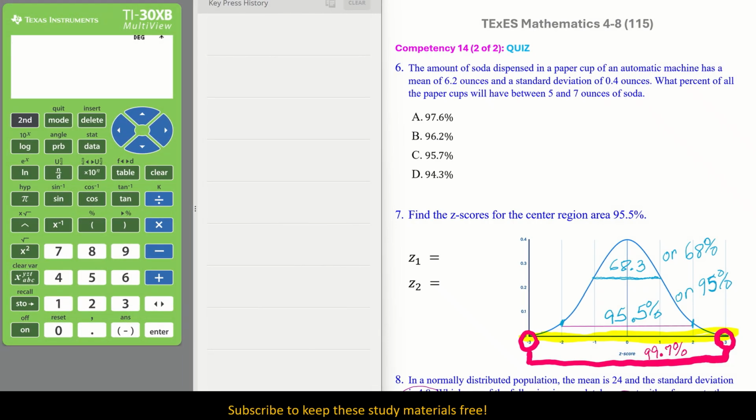Number 6, the amount of soda dispensed in a paper cup of an automatic machine has a mean of 6.2 ounces and a standard deviation of 0.4 ounces. What percent of all paper cups will have between 5 and 7 ounces of soda?